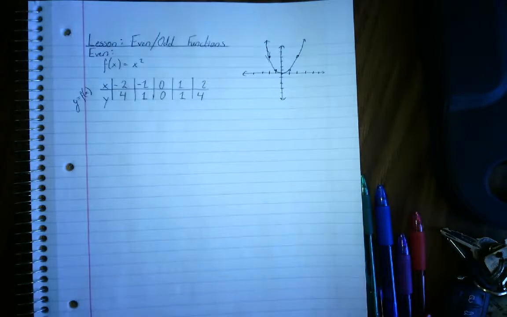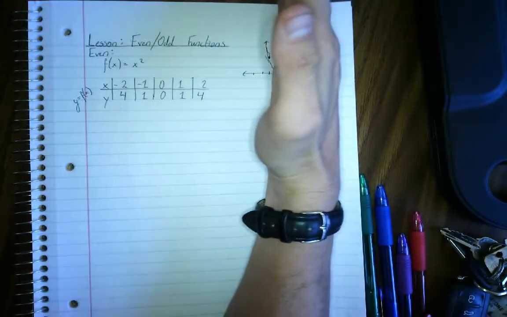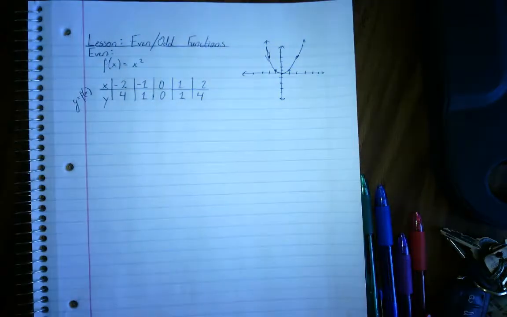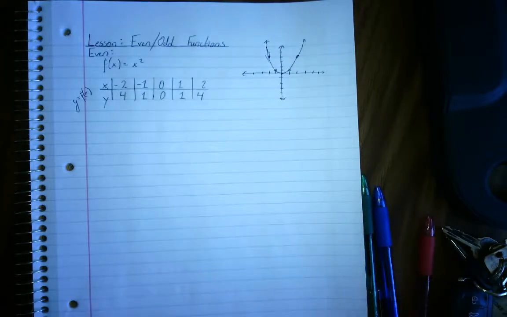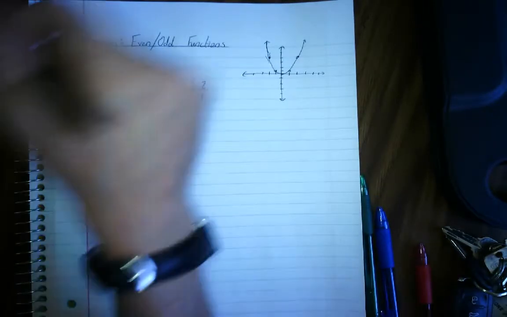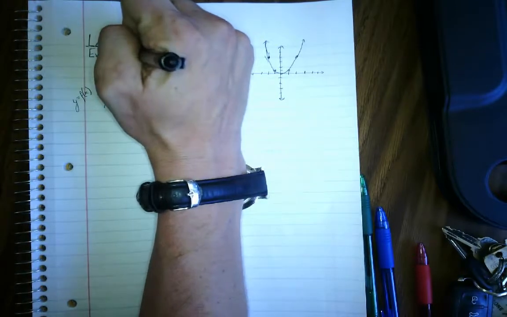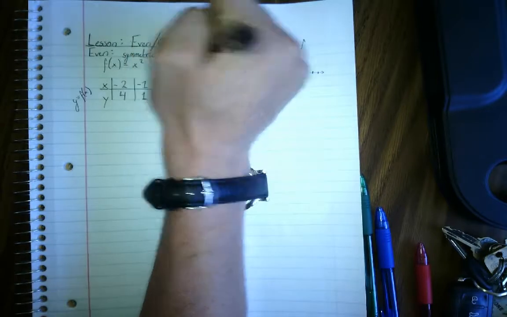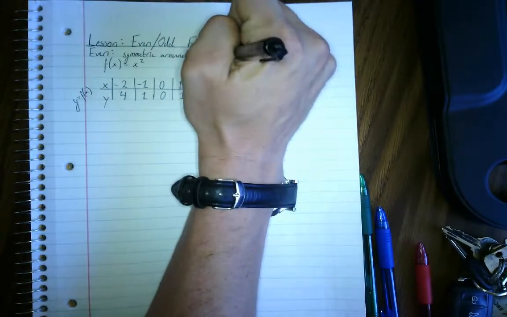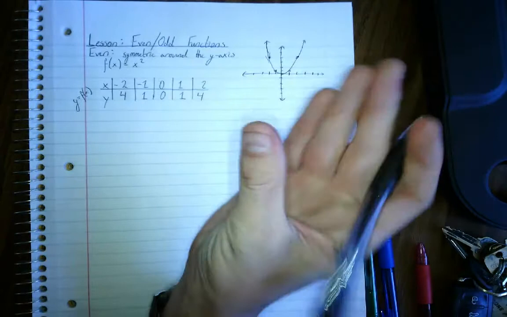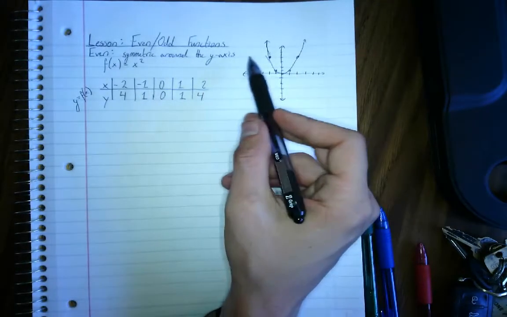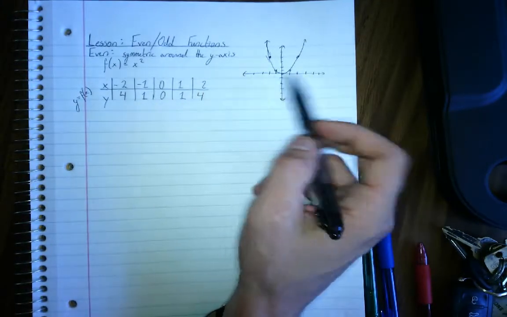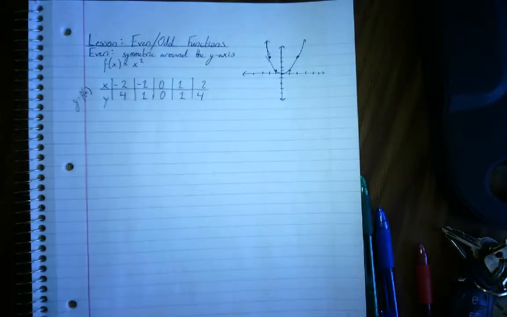So in order to figure out if this is even or odd, we're looking at a symmetry. It's a symmetry over the y-axis. So we can say that the even function is actually symmetric around the y-axis. Or in other words, you can fold this in half, and this side will lay over this side perfectly. It's a mirror image of each other. So the first way we can see this is by physically folding that graph in half.